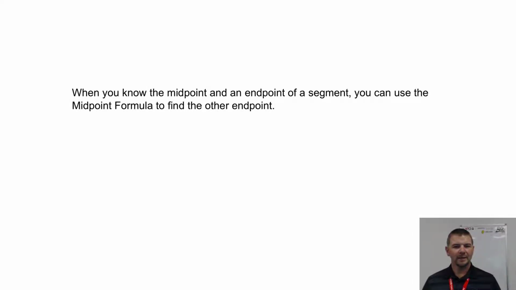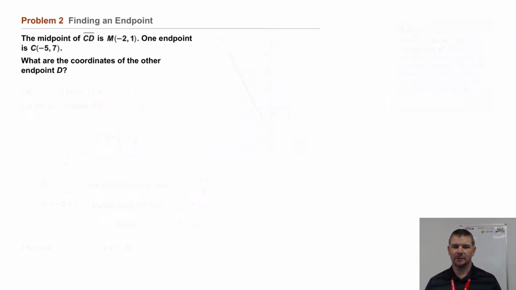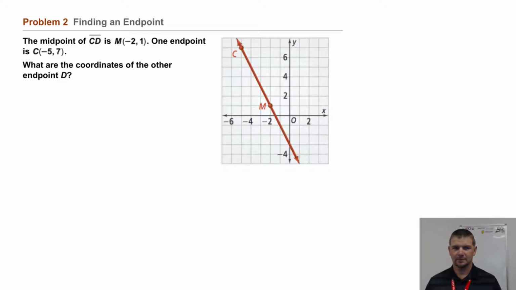When you know the midpoint and an endpoint of a segment, you can use the midpoint formula to find the other endpoint. Problem 2. Finding an endpoint. The midpoint of segment CD is M at -2, 1. One endpoint is C at -5, 7. All as shown in the diagram at the right. What are the coordinates of the other endpoint, D?